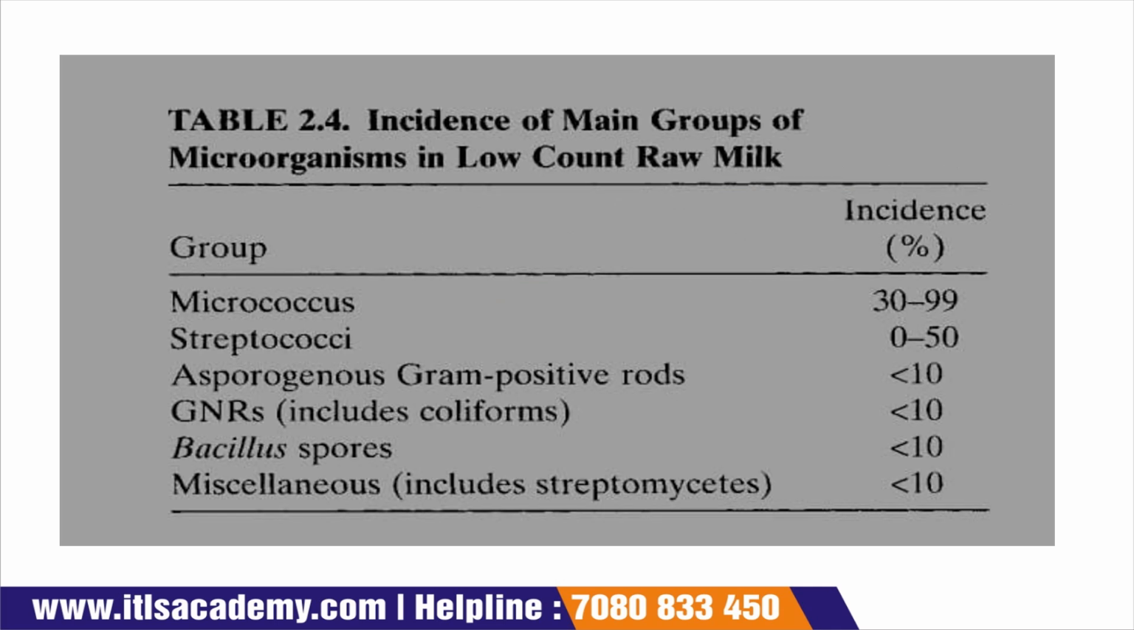Now the next table indicates the incidence of the main groups of microorganisms in low count raw milk. Okay, the first one is Micrococcus, with an incidence of around 30 to 99%. Streptococci 0 to 5%, Aspergillus gram positive less than 10%, GNR including coliform less than 10%, Bacillus spore less than 10%, and miscellaneous including Streptomycetes less than 10%.